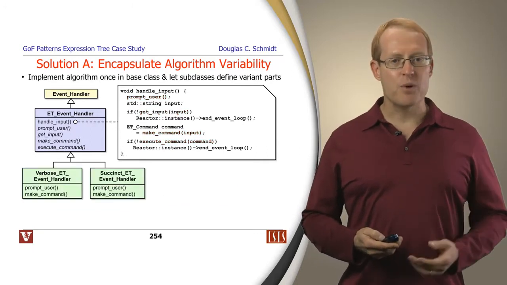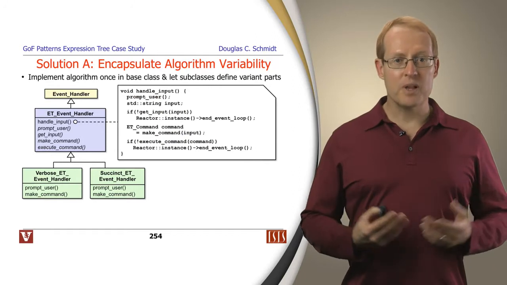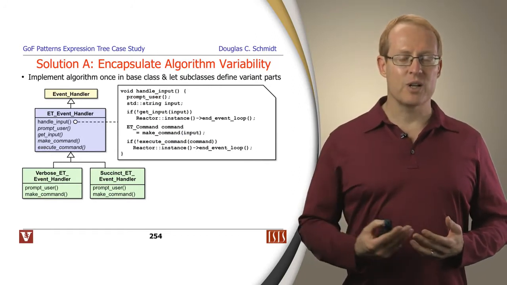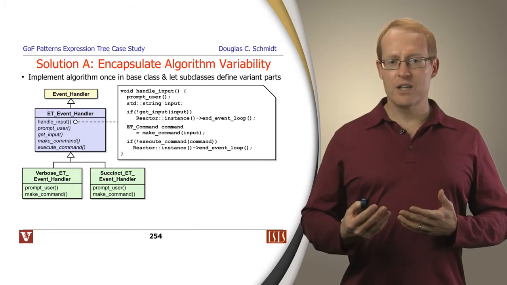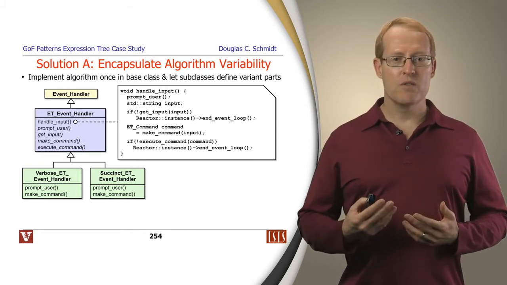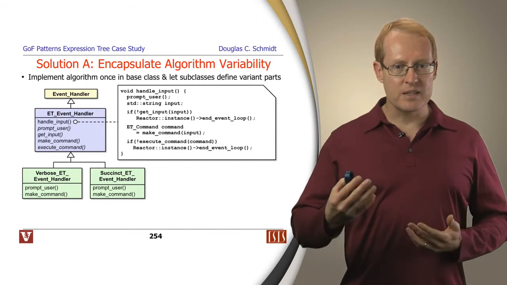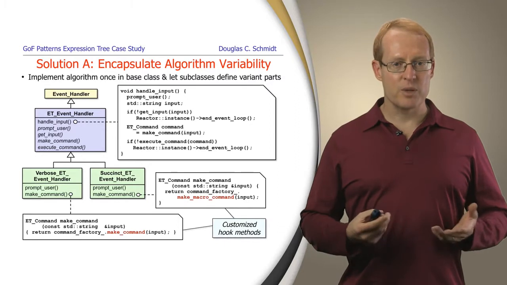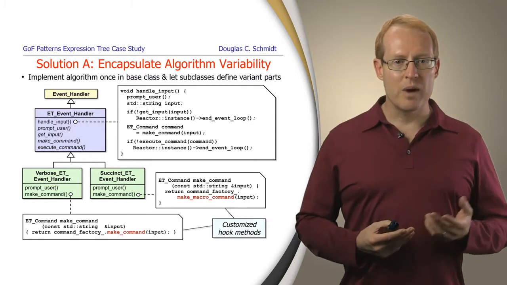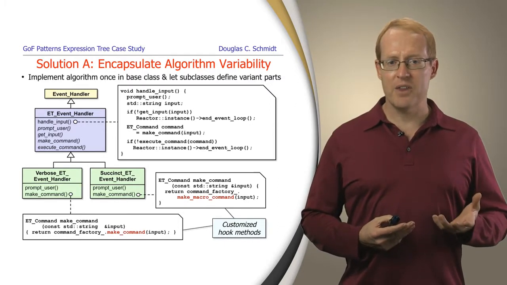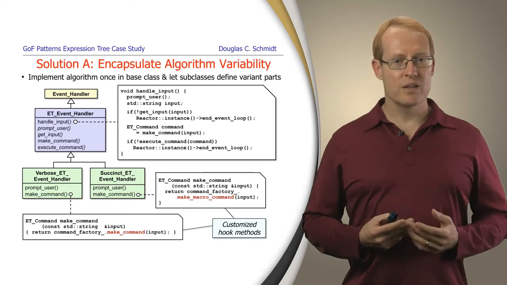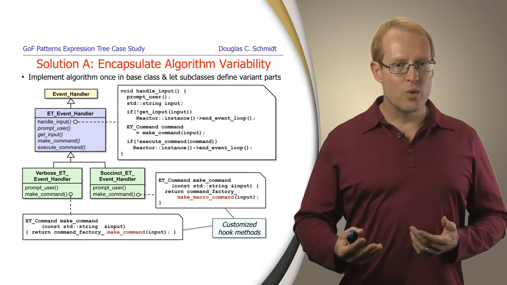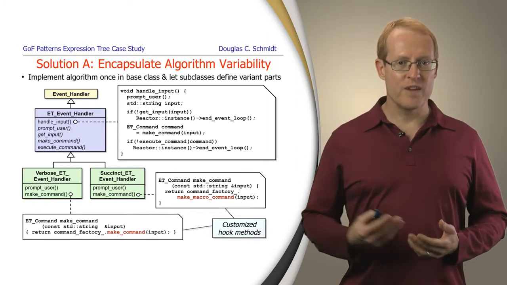Now, the way we're going to solve this problem is we're going to allow subclasses to come along, inherit from the ET event handler class, and then fill in different processing behaviors for those steps in the basic template method algorithm. And it does this by overriding the hook methods. So for example, here's an illustration showing how we might override the make command method in the verbose expression tree event handler, and how that compares and contrasts with the succinct expression tree event handler.